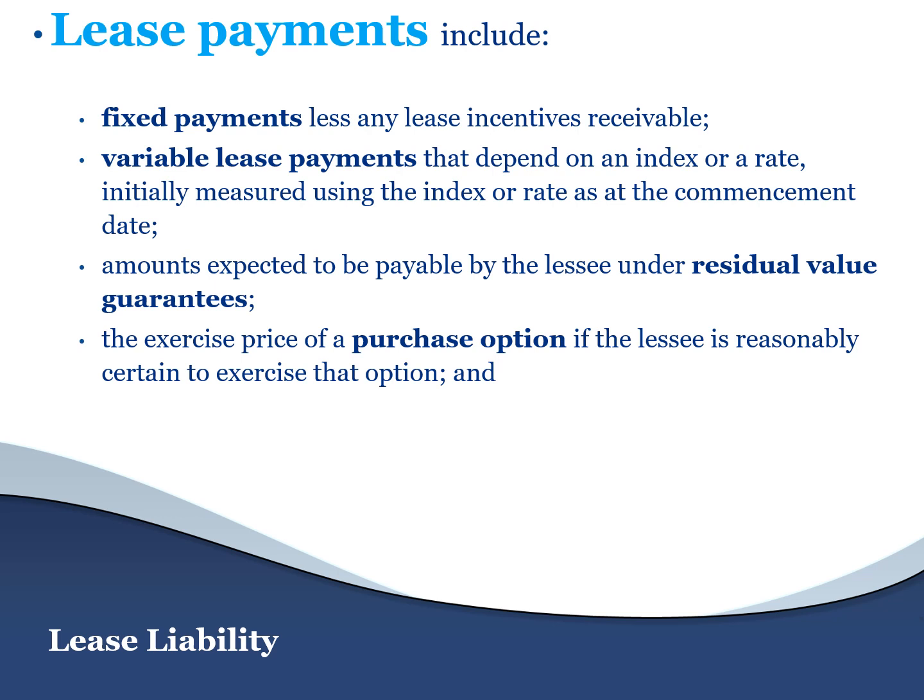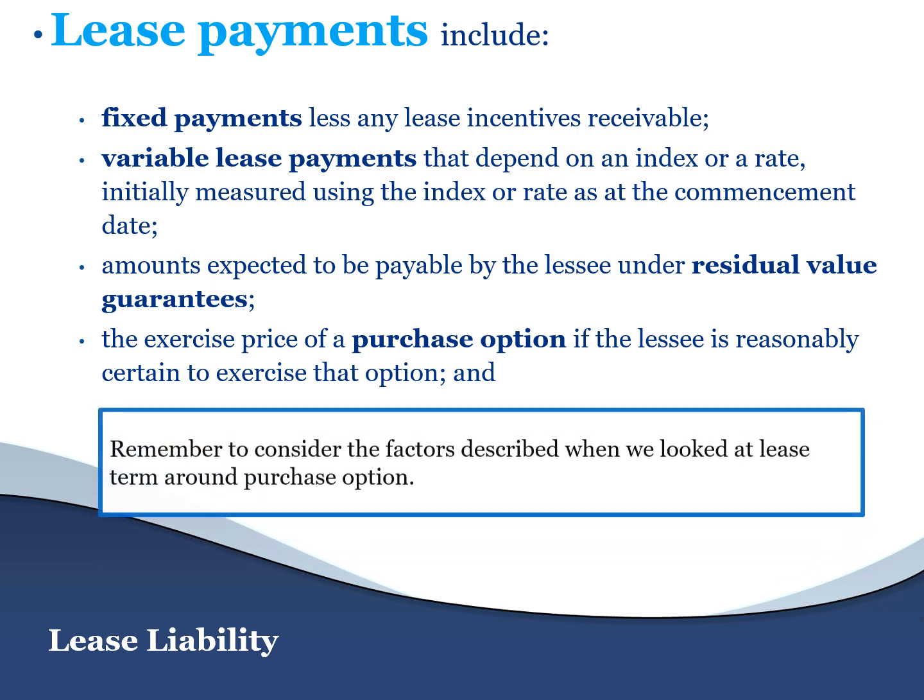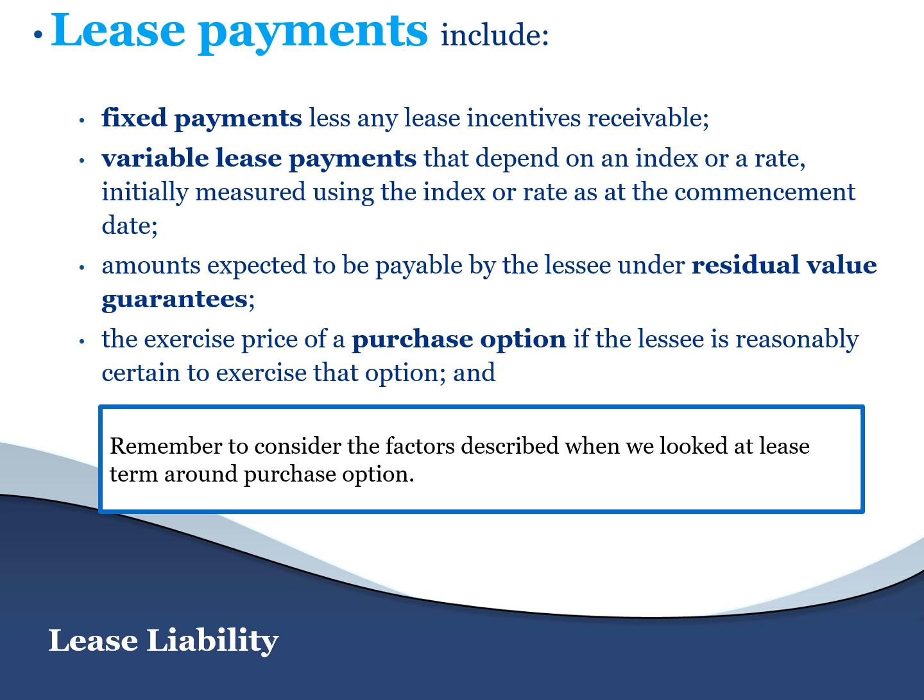Next, we would include the exercise price of an option that is reasonably certain to be exercised. An example here is if you were given a purchase option to purchase an asset, say at the end of a 5-year lease for $10,000, and we knew very clearly that that was going to be a very good price at that stage for this asset, then you would include it in your lease terms. Obviously, you need to look at all the factors around this to determine whether or not it would be exercised by the lessee.